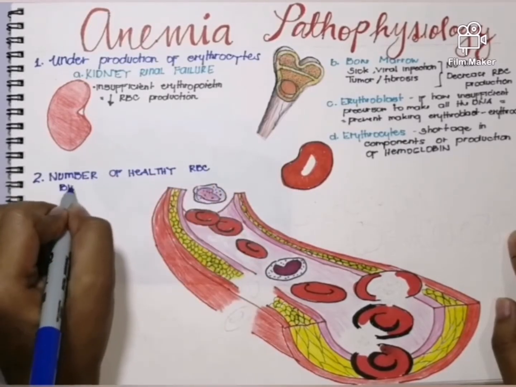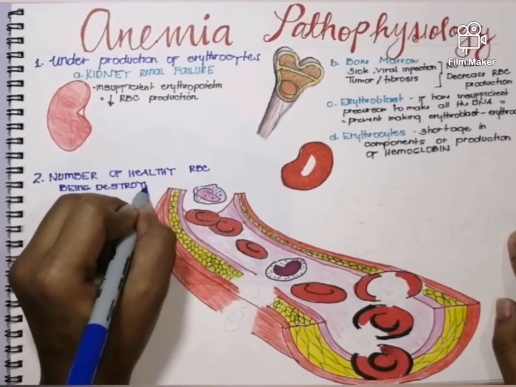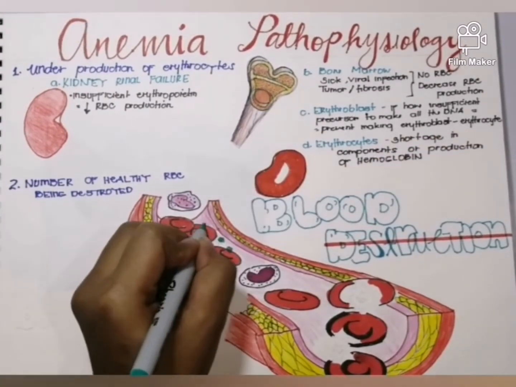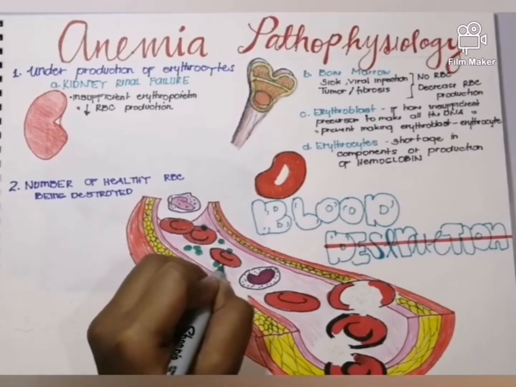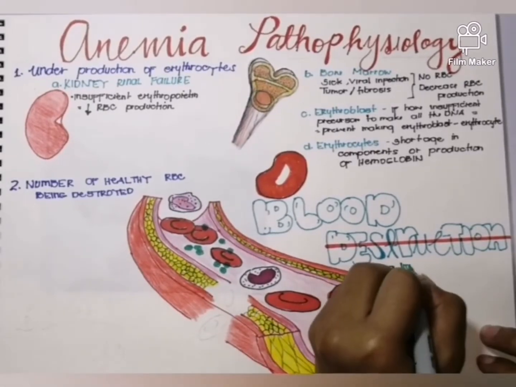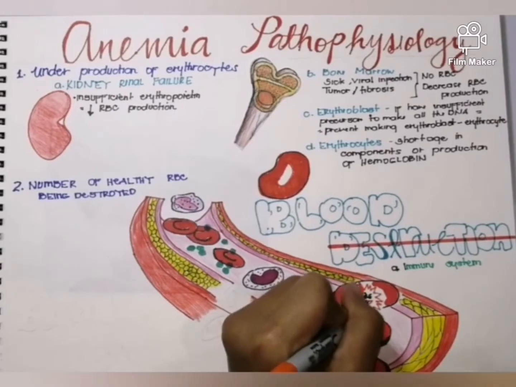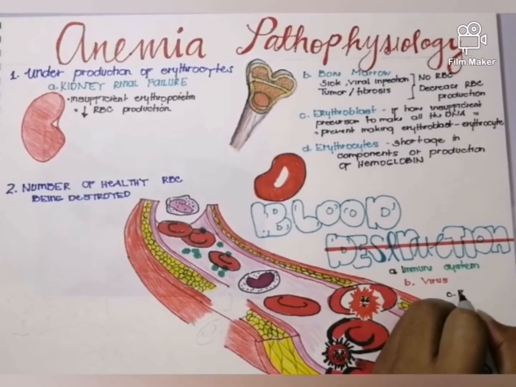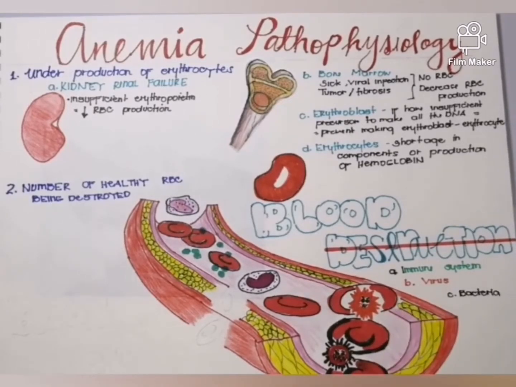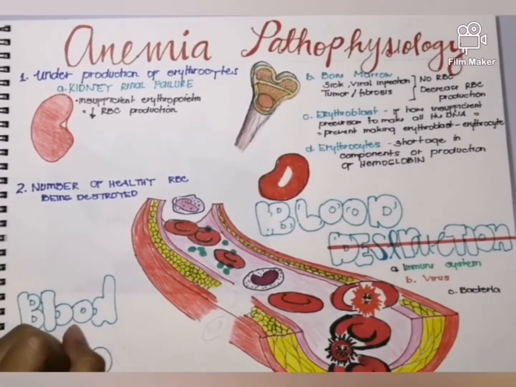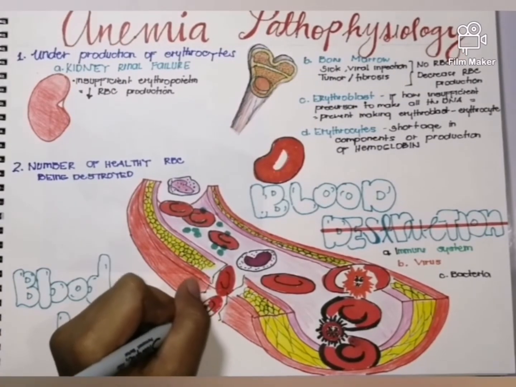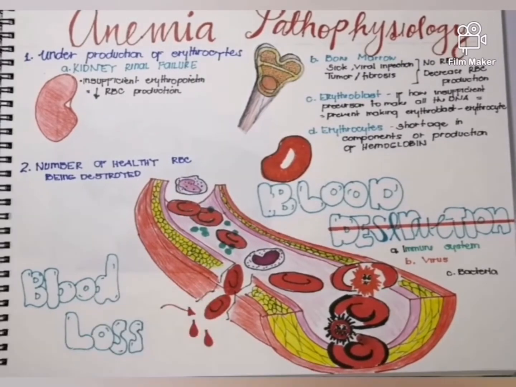Anemias caused by the number of healthy red blood cells being destroyed. Blood destruction. Blood destruction happens when our immune system starts to attack or destroy the red blood cells. Another cause of destruction anemia is when pathogens such as viruses and bacteria attack the red blood cells. Blood loss. Blood loss happens when there is a tear in the blood vessel and the blood starts to escape and hemorrhage out.